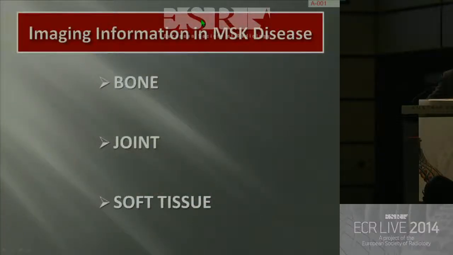So what information are we looking for in musculoskeletal diseases? We're looking at bone, we're looking at the joints, and don't forget, we're also looking at soft tissues. Despite the fact that we have ultrasound, MR, CT, the soft tissues in plain radiography are still a valuable asset.